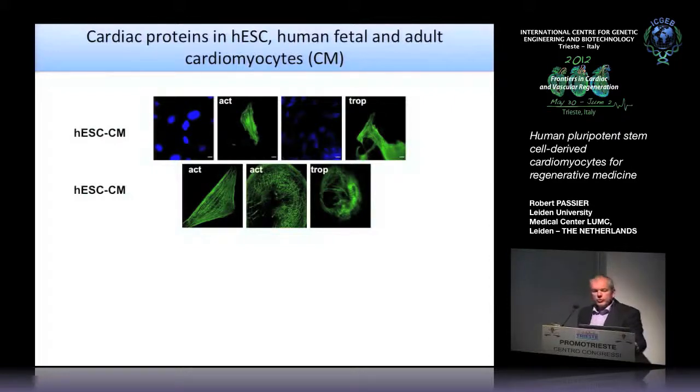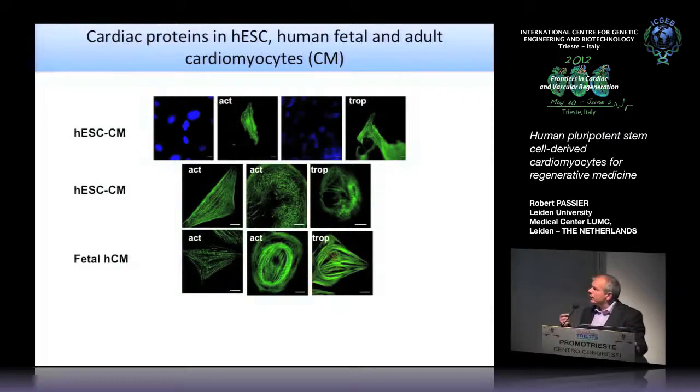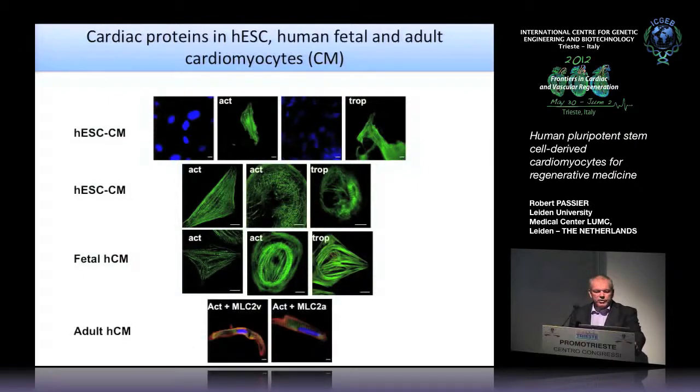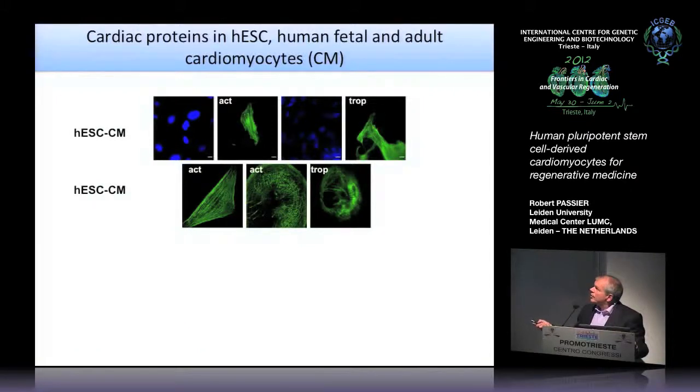But first of all, of course, we wanted to see if we have these beating aggregates, how do they look if we go into dissociation and stain for cardiomyocyte marker. So this is cardiomyocytes derived from the embryonic stem cells, dissociated, stained with alpha-actinin, tropomyosin, and here you can see a higher magnification. You can see the nice striations of these cardiomyocytes, but you can also see, as shown by the blue nuclei here, that not all of these cells are cardiomyocytes.